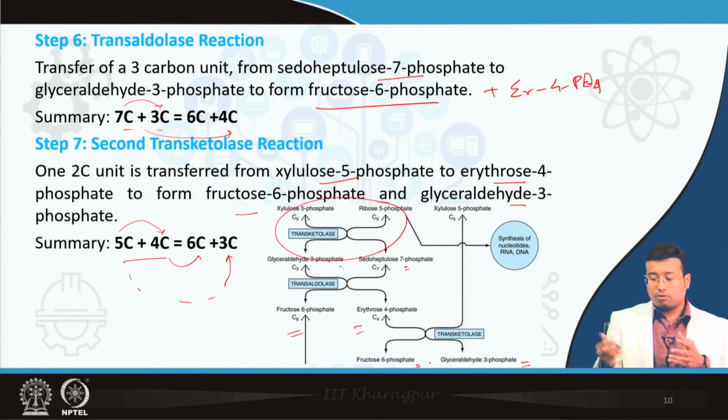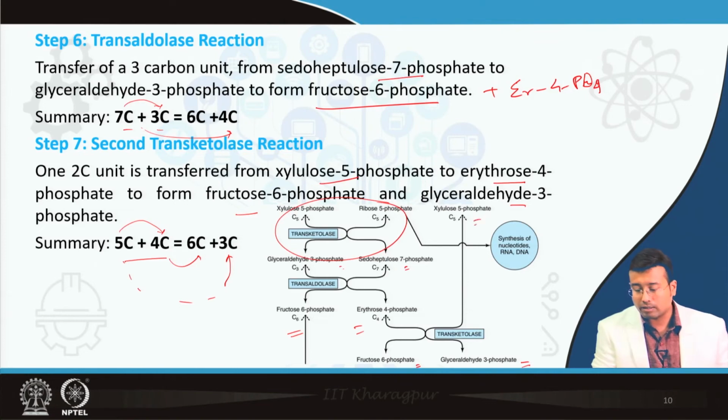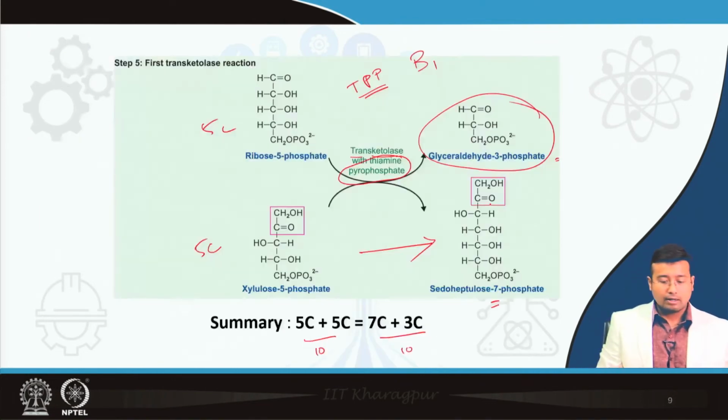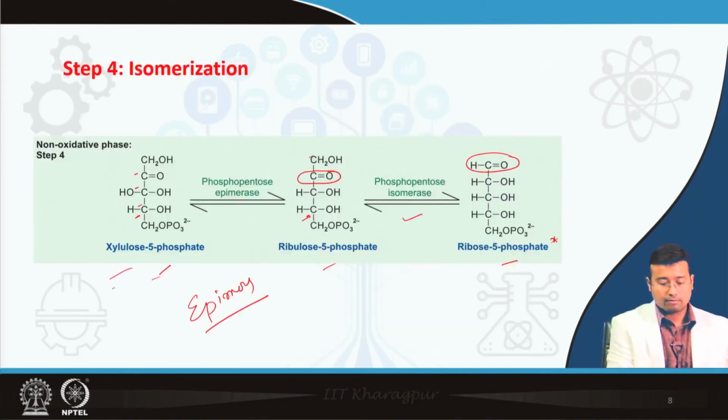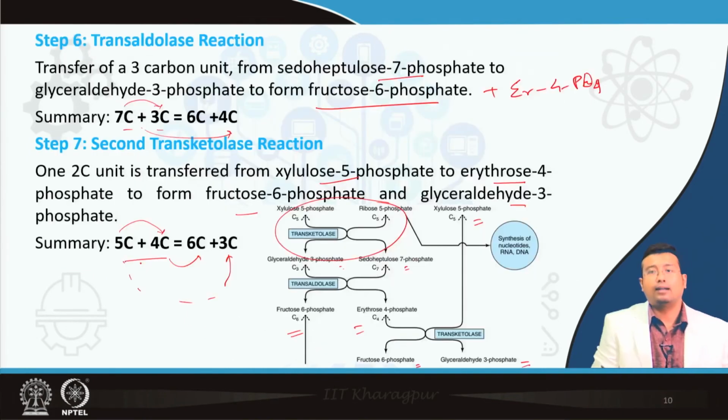Okay. So, you may ask where the xylulose 5-phosphate is coming from? Well, xylulose 5-phosphate is coming from here. Okay. It is an earlier product which is now utilized in this second transketolase reaction.